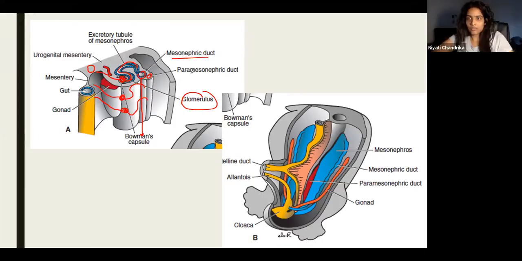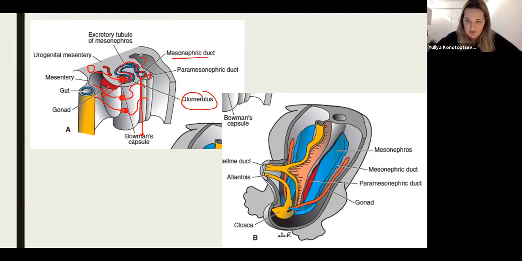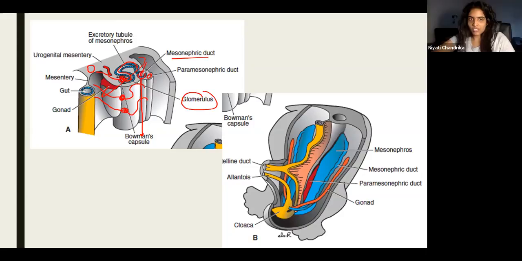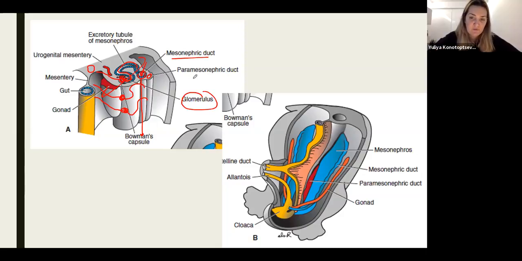Intermediate mesoderm. This entire area is intermediate mesoderm. So of course, the paramesonephric duct will also arise from there. What is another name for the paramesonephric duct? If this is the Wolffian, this is the Mullerian. Paramesonephric is the Mullerian duct. So as you can see, it doesn't matter if you're a boy or a girl. Each embryo will have two ducts, the mesonephric, and anterolaterally the paramesonephric duct as well.